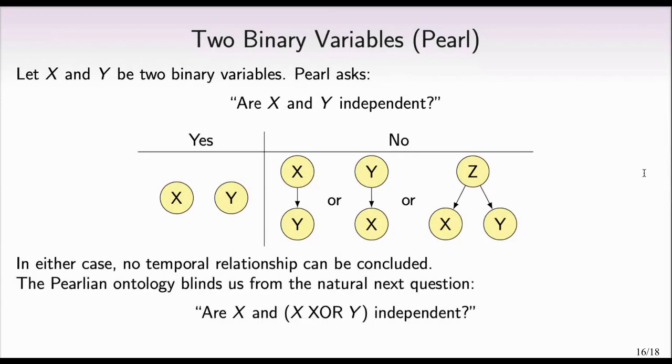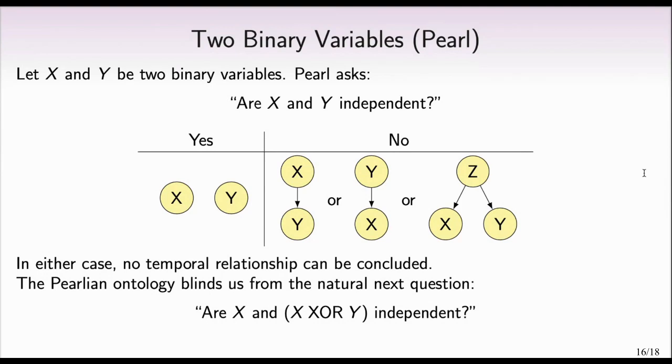However, I claim that this Pearlian ontology in which we have this collection of variables has blinded us from the obvious next question, which is: is X independent of X XOR Y? In the Pearlian world, X and Y were our variables, and X XOR Y is just some random thing that I can do.